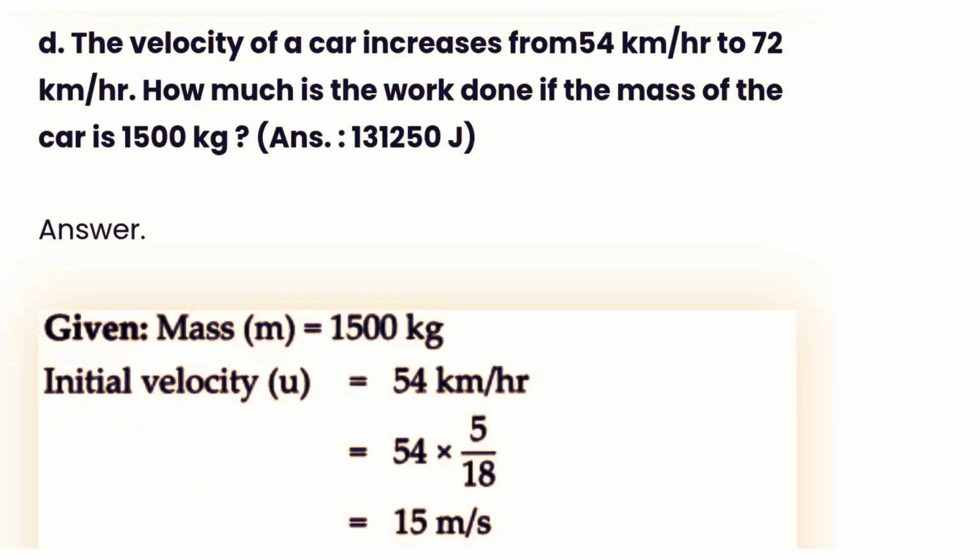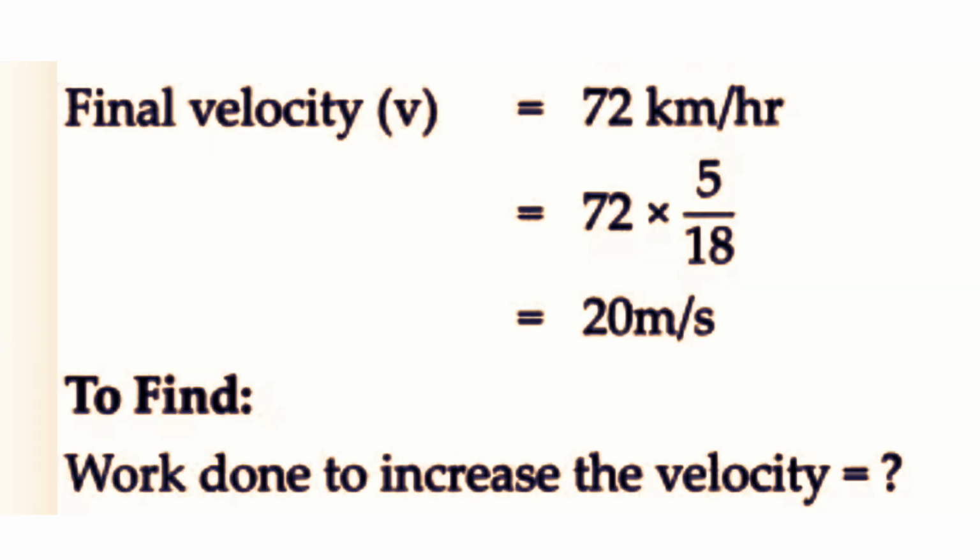D. The velocity of a car increases from 54 km per hour to 72 km per hour. How much is the work done if the mass of the car is 1500 kg? Hence, 131,250 J. Answer. Given, mass m equals 1500 kg. Initial velocity u equals 54 km per hour equals 15 meters per second. Final velocity v equals 72 km per hour equals 20 meters per second.